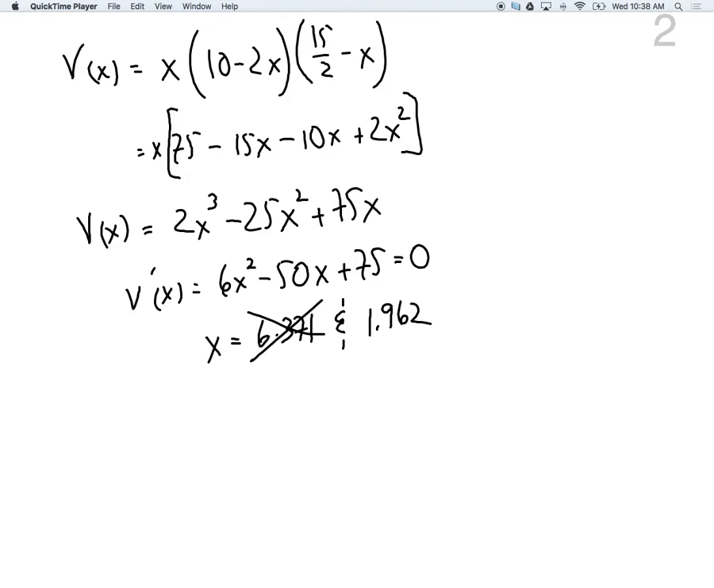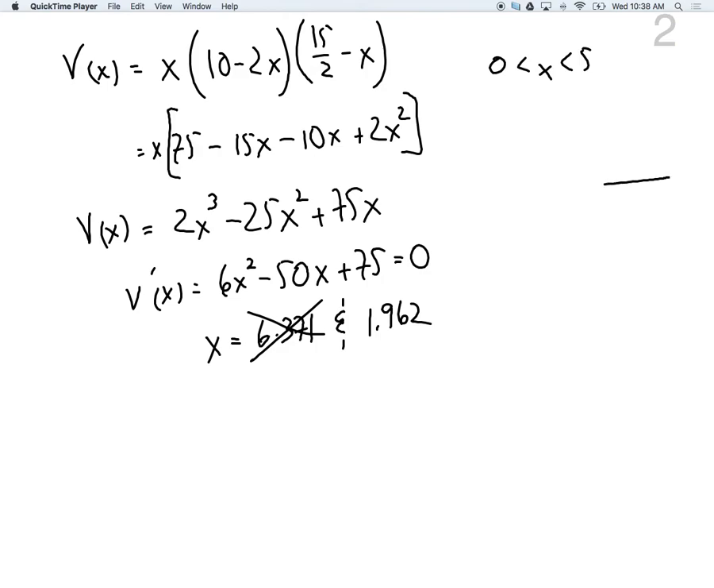By the way, what are my domain restrictions on x? What's the smallest x could be? Something greater than 0, correct. If it's 0, we have no box. What's the largest x could be? Less than 5, good. So that might be worth putting in here. x has to be less than 5 but greater than 0.